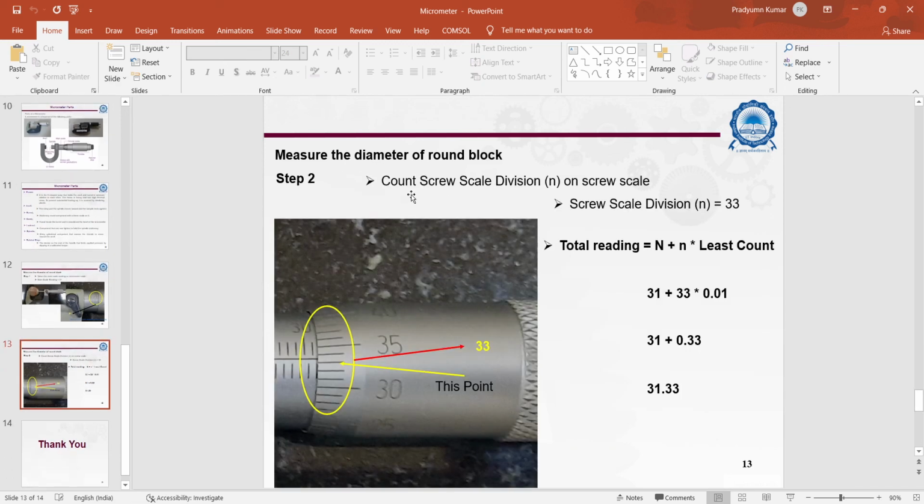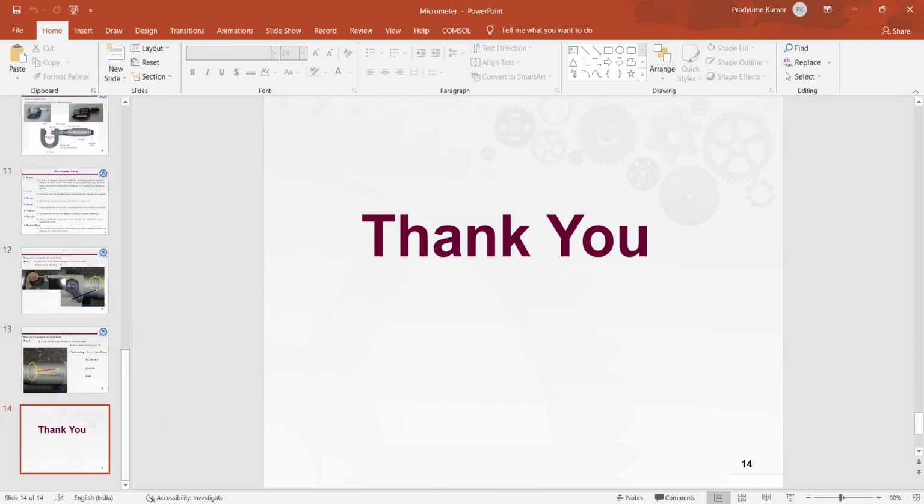Now step 2, count the screw scale division on the screw scale. This is the screw scale. So up to this point we can count the screw scale divisions, that is 30, 31, 32, 33. So the screw scale division is 33. So the total reading is the main scale reading, that is 31, plus N, the screw scale division, multiplied by the least count, and the total reading is 31.33. So thank you all of you.